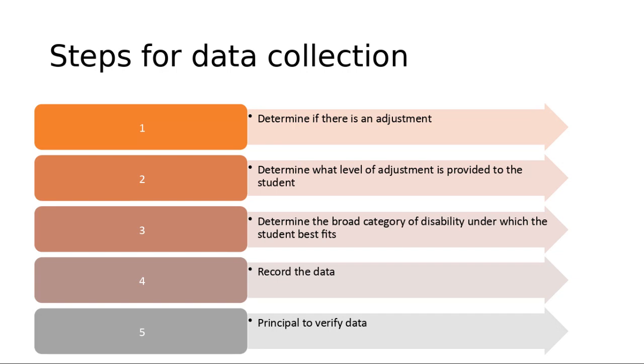So this is sort of how we work through those steps. First of all, determine, is there an adjustment or not? Then we determine what level of adjustment it is, what broad category is it. So the level of adjustment is the quality differentiated teaching through to the extensive. The broad category is the physical, cognitive, social, emotional, and so on. And then, so these are the steps we go through, record the data, and then principal verifies it.